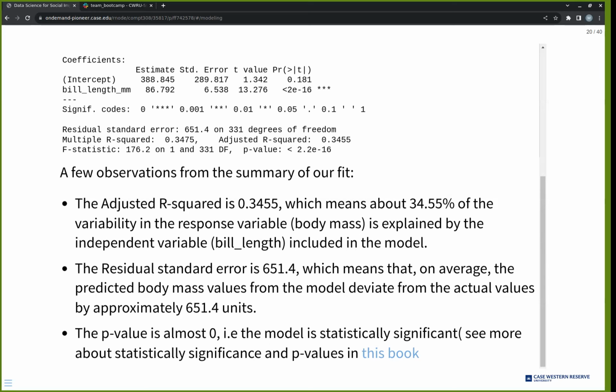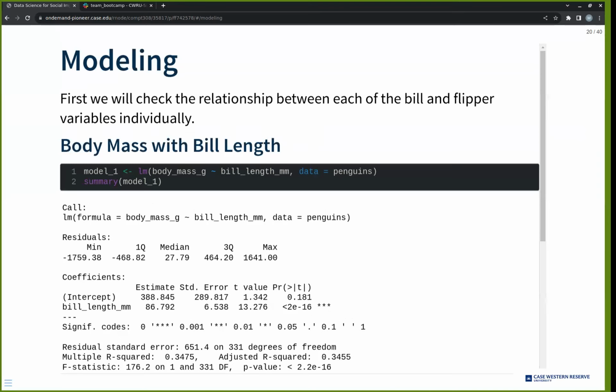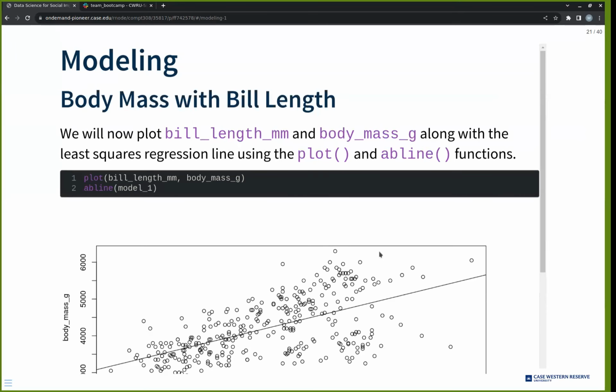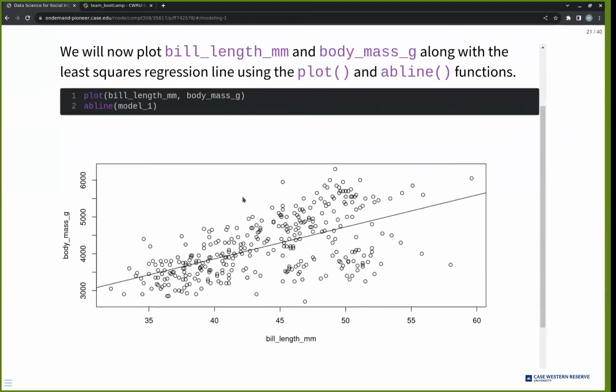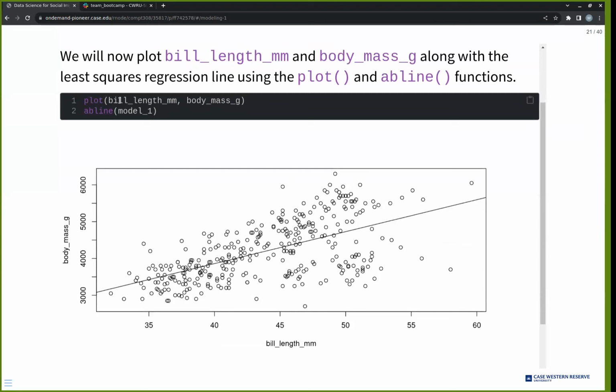If your p-value is less than 0.05, we say that the model is statistically significant and it is not just based off pure luck. So that's in short what p-value means. Now, we'll try and plot the body mass with respect to the bill length. What this plot function does is that it plots the bill length with the body mass, and abline will show the regression line of model one, the model that we just created.